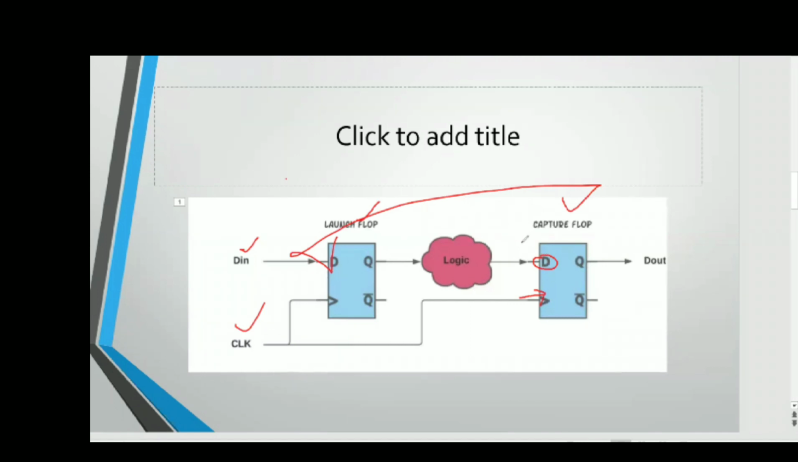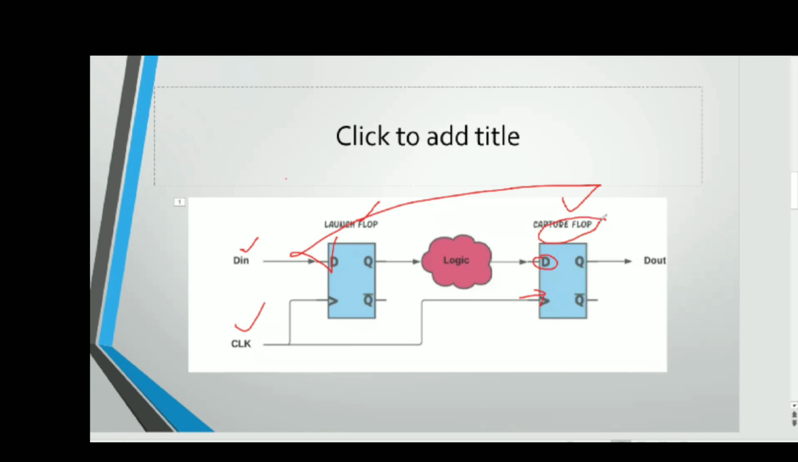So friends, let us go to another slide. Here you can see we have a launch flop and a capture flop. So these are the two flops which we have, and this is our data input and this is the clock. And this is some combinational delay between the two flops.